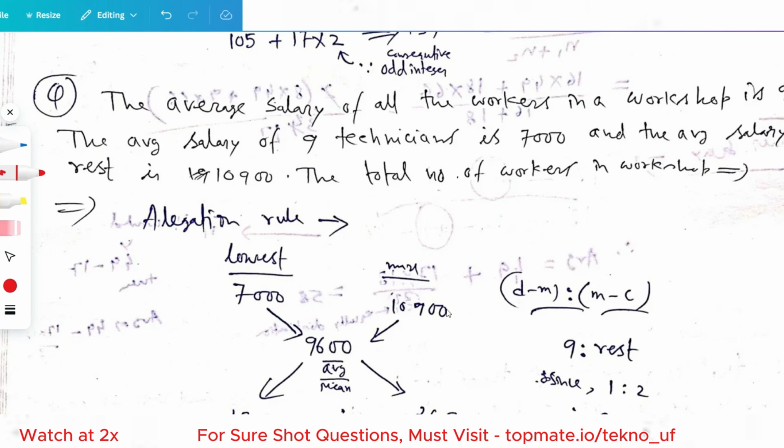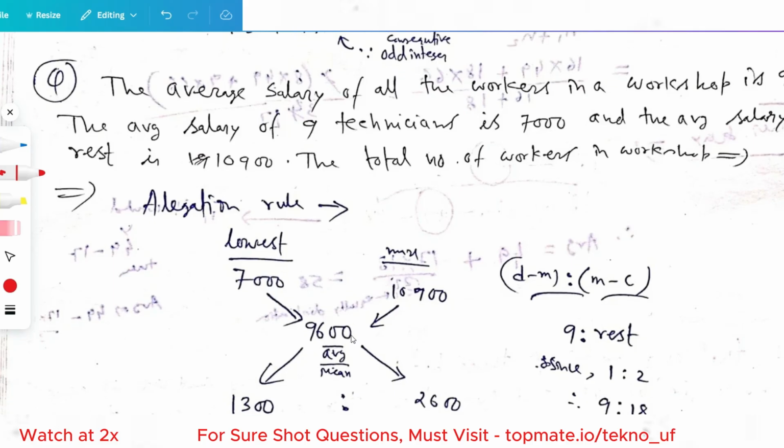So the formula to calculate that is d minus m, or m minus c. Basically, d means the desired value, and c means the concentration value, you can say, okay. But here the desired value is not mentioned, so you can consider d as this one, d minus m this way, and m minus c this way, okay.